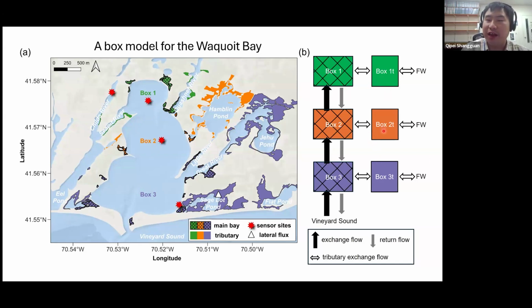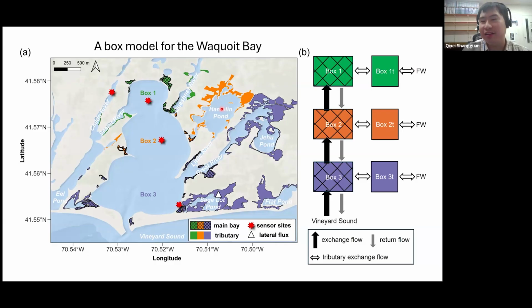And each of these boxes has different wetland covers. Normally the tributaries have a high wetland cover. That means they receive lots of wetland inputs. And we simulated biogeochemical processes like gas exchange, net ecosystem production, and all of the different processes, and also physical mixing using the salinity budgets and the water budgets over here.